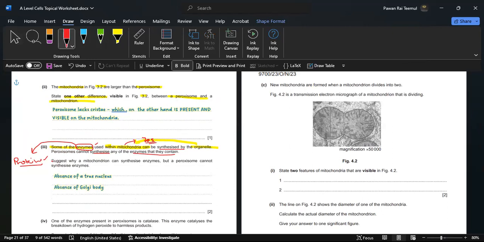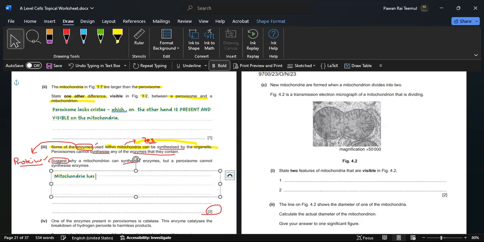Here it says suggest why a mitochondrion can synthesize enzymes but a peroxisome cannot. Quite logical. It's a 2 mark question, so make sure to explain sufficiently. This is simply because mitochondria have their own DNA and 70S ribosomes within them, which allows them to synthesize their own proteins, like enzymes that they need.